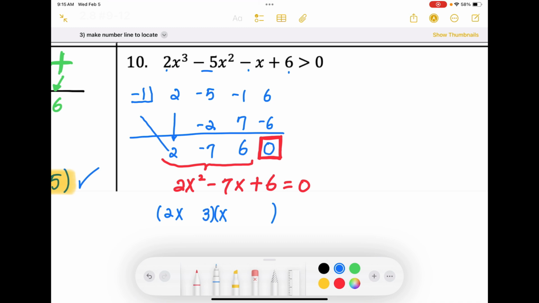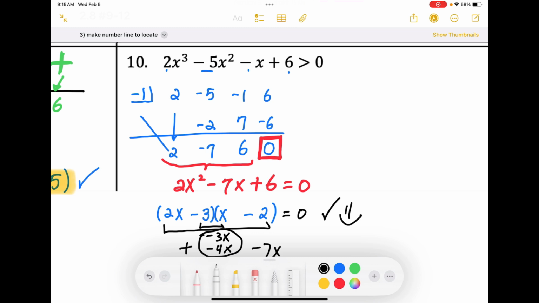Ms. Oh, how do you know which one to pick, 3 or 2? Guess and check. Remember, I need to have a negative 7 as the middle term, so I need to make those negative, because negative 3 times negative 2 is positive 6. Now, I need to check it. Negative 3 times x will be negative 3x, and 2x times negative 2 is negative 4x. When I add those together, ooh la la, I do have a negative 7 match. So I know my factoring is correct.